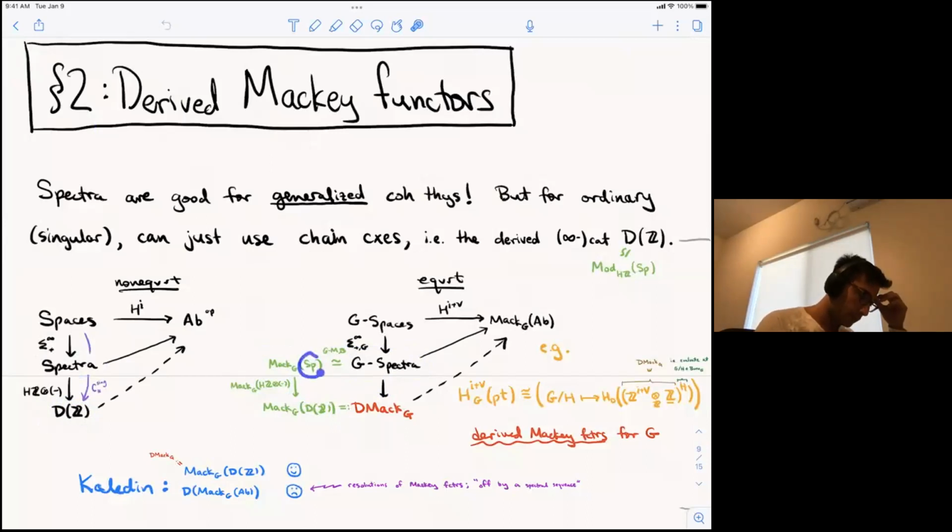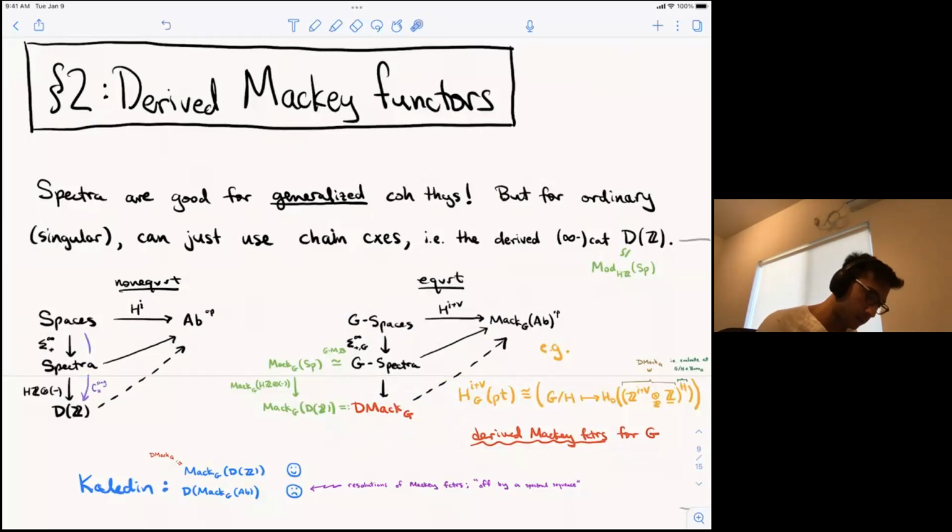So it takes spectra to Z modules and preserves direct sums. And so these are called derived Mackey functors for the group G. And then, for instance, we have a formula in these terms for equivariant cohomology. And let's just talk about equivariant cohomology of a point. So again, this is some Mackey functor.